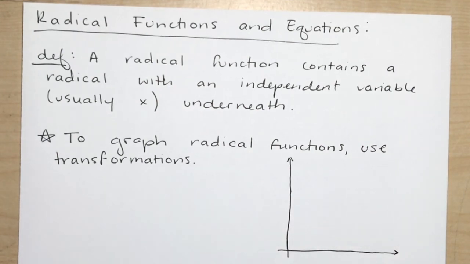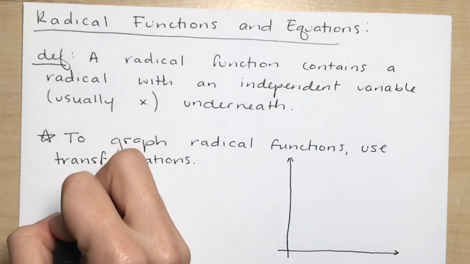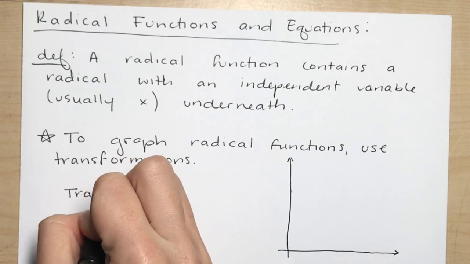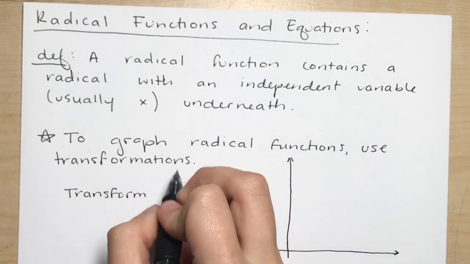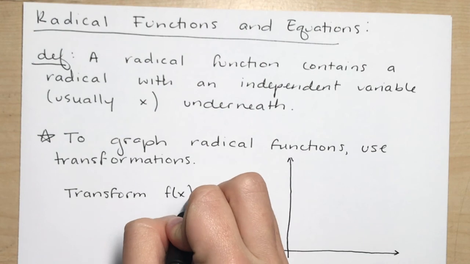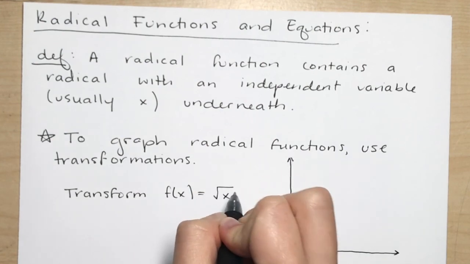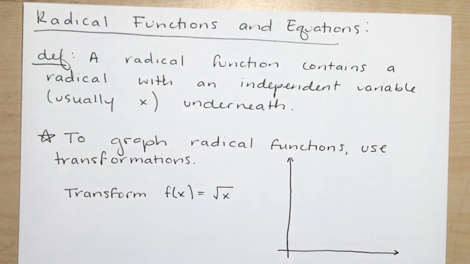So let's talk about what that base function would look like, right? Remember, with transformations, we always had something that we started with, whether it was given to us or something that we needed to remember, and then we would use the transformations on them. So with square root, we transform the base function f of x equals the square root of x. So what does that look like? Well, at every x value, we're taking the square root of x.